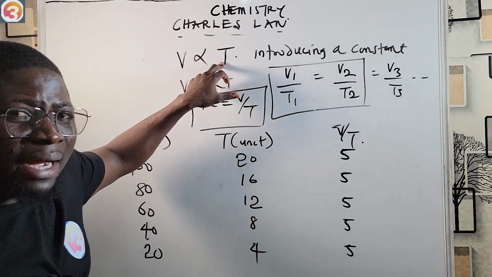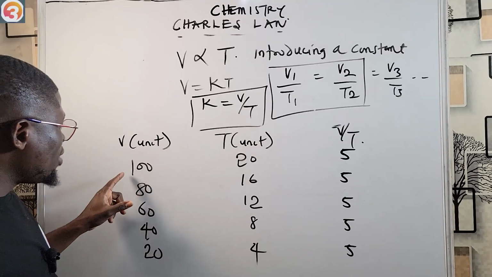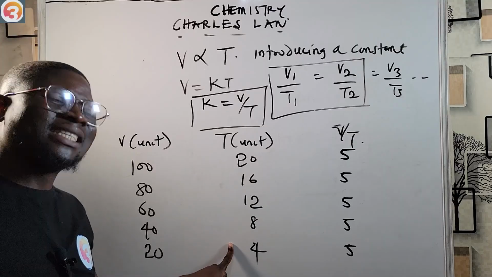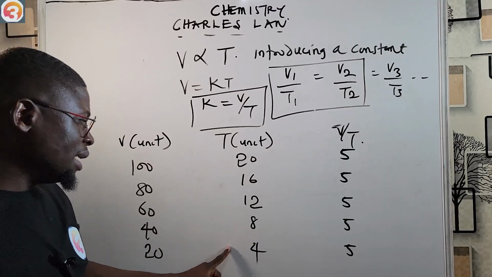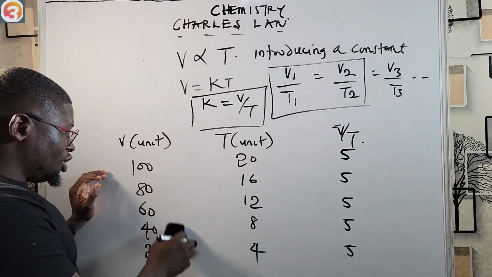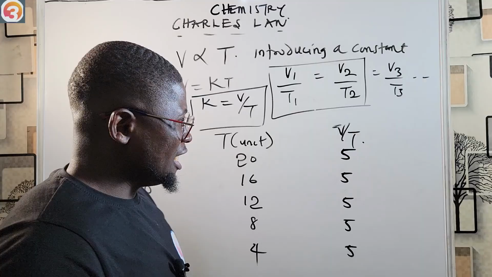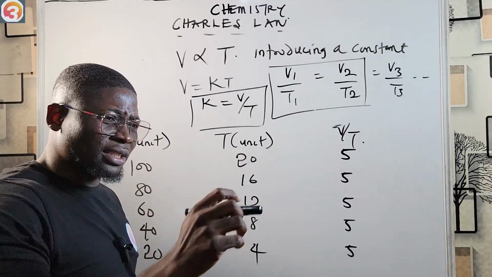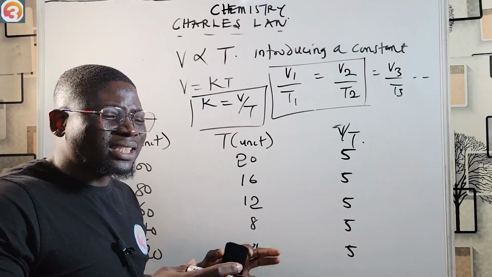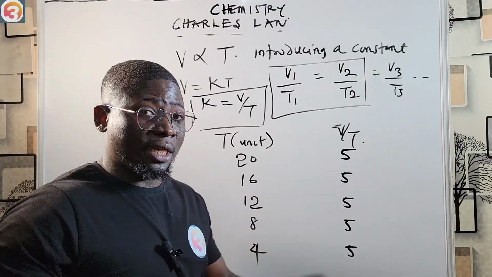In the same manner, because of that direct proportionality, when V was decreasing, T was decreasing. That is the first observation you should make here. Now, in the second phase, V was changing, T was changing, but V over T remained constant. This means that for a given quantity of gas at constant pressure, V over T will always be constant.